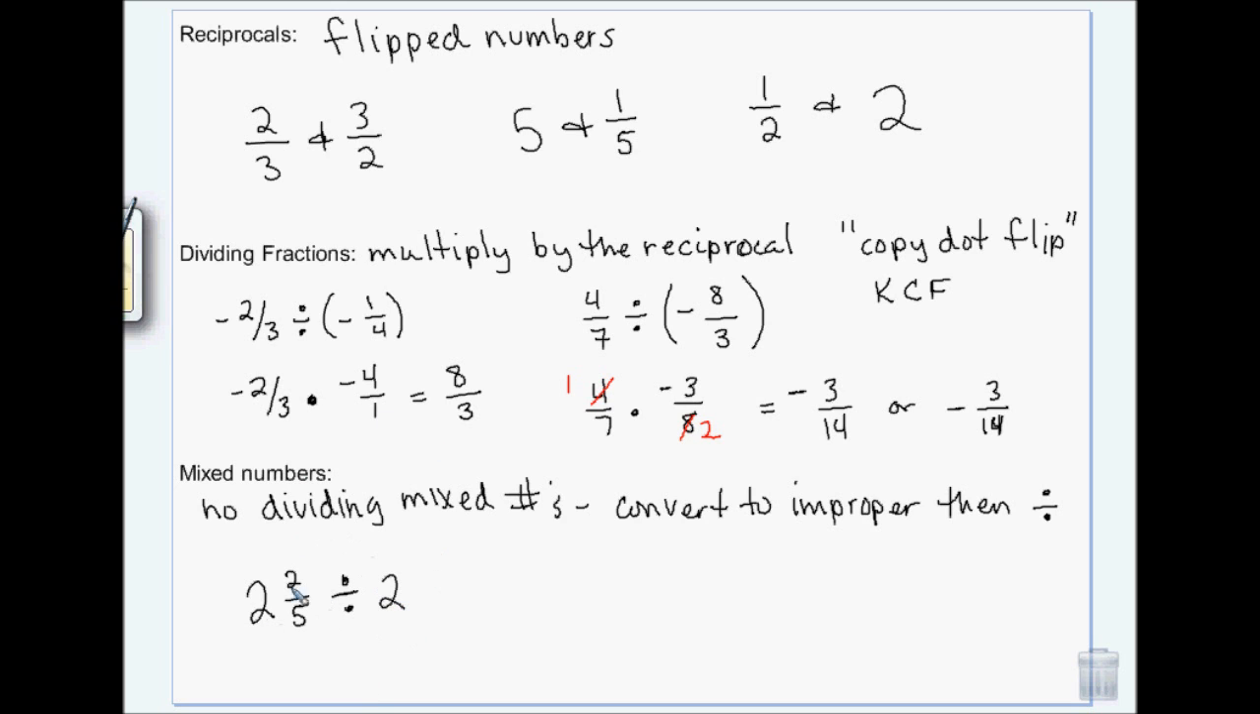That works. Okay, this is fine, but this we can't deal with. So we're going to convert that by multiplying and then adding. And this is going to give me 12/5, like you had originally said, divided by 2. And then I'm going to copy, I'm going to dot, and I'm going to flip. And when I flip a whole number, I put 1 over top of it. And I can cross cancel these. So 6 times 1 is 6, and 5 times 1 is 5.